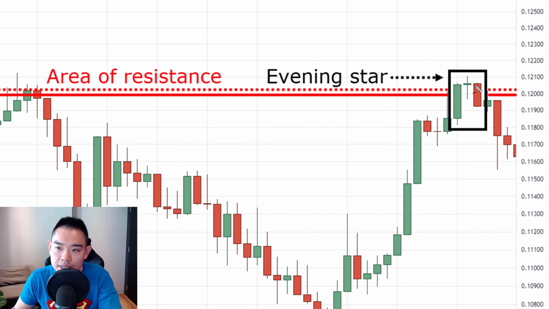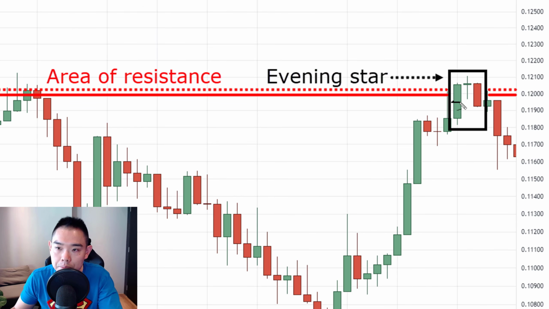So for example, let's say this third candle only closed somewhere over here. This won't be considered an evening star pattern because it only closed around the 25% mark of the first candle. It has to exceed the 50% mark of the first candle. So let's say the 50% mark of the first candle is somewhere about here. This means that the third candle has to close right beyond the 50% mark.